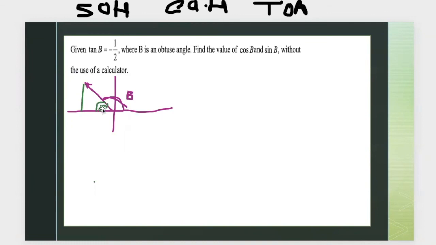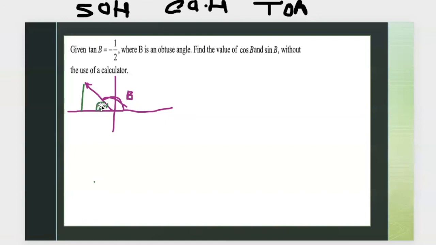Let's call this B complement, which will be a reference angle. Remember, based on the second quadrant, sine is the only one that gives us positive. So if B was 150, then the reference angle B complement would be 30, and cos 150 is equal to minus cos 30. Likewise, because we have tan B, tan 150 is the same as negative tan 30.